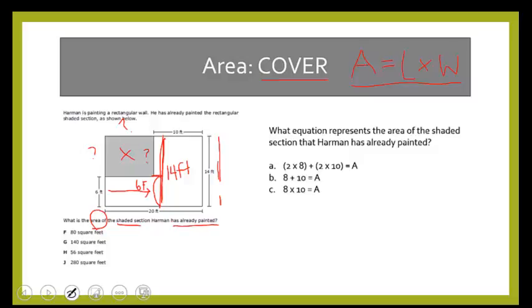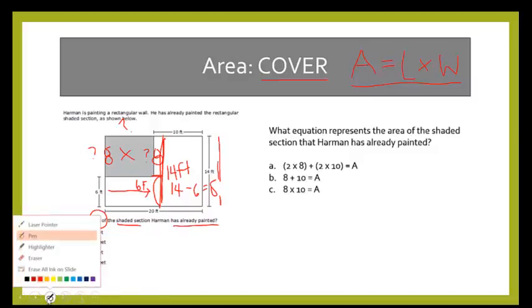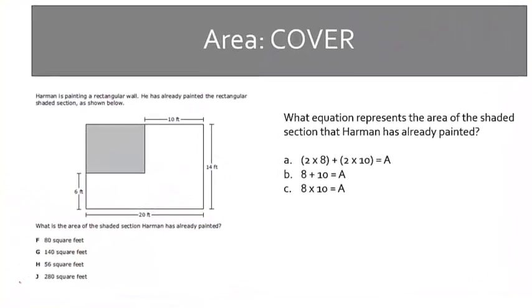In order to find it, I can subtract 14 minus 6, and I get 8 feet. So I can label one of my sides 8 feet, which automatically allows me to label this side 8 feet. I still have the other side I need to figure out. I'm going to erase it, and so then we can have a clean slate. I already know that this is 8 feet, and this is 8 feet.